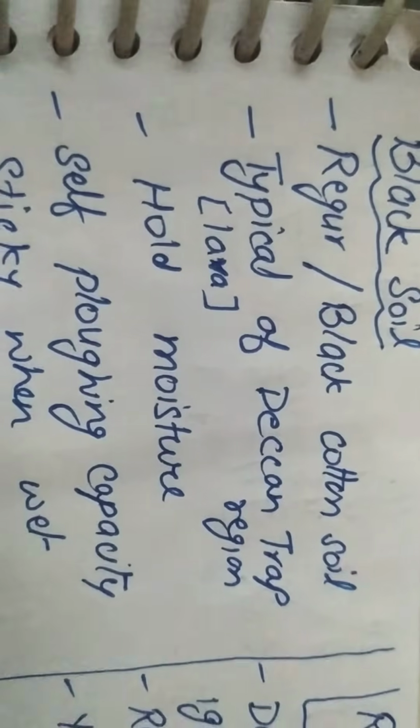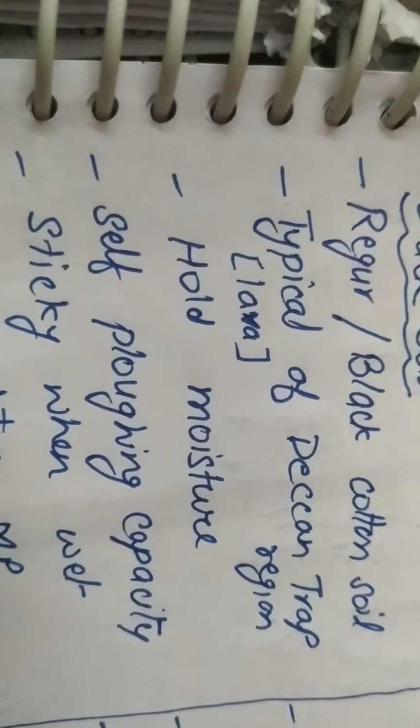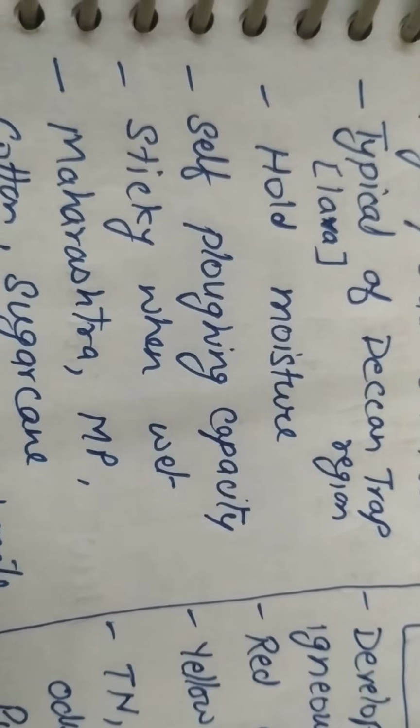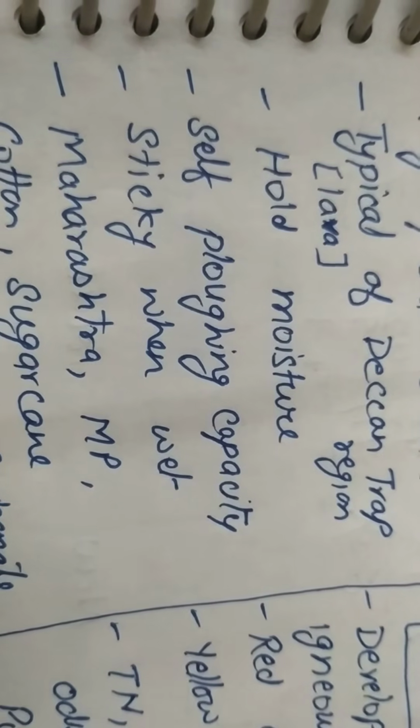The next soil is the black soil. The other name of black soil is regur soil or the black cotton soil, because cotton is grown here, na? That is why cotton soil. It is very typical in the Deccan Trap region. It is made up of lava.